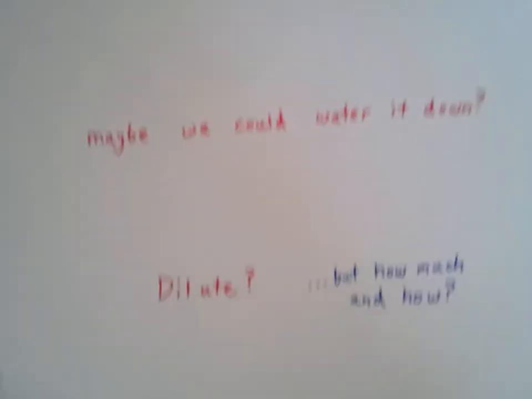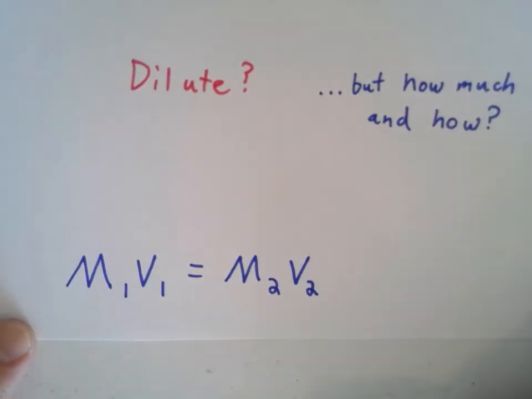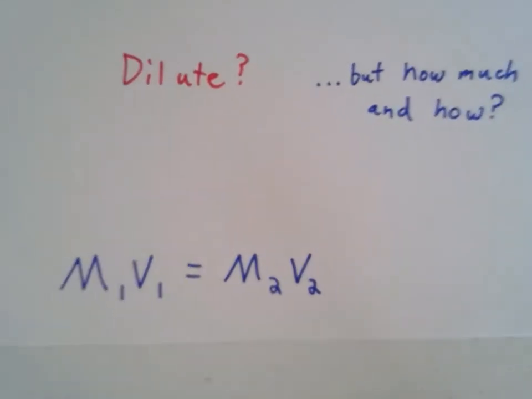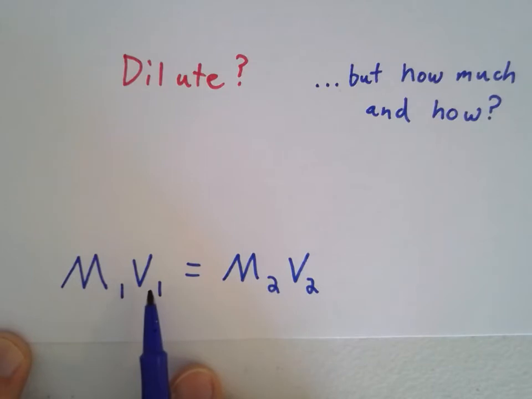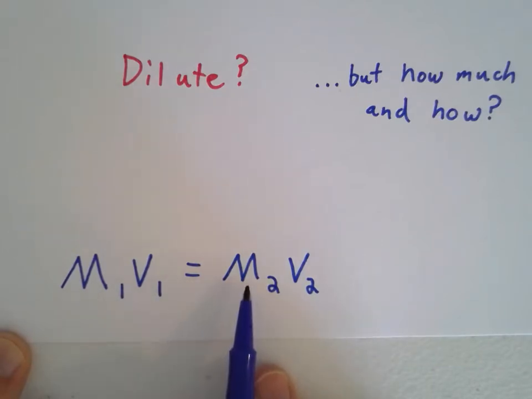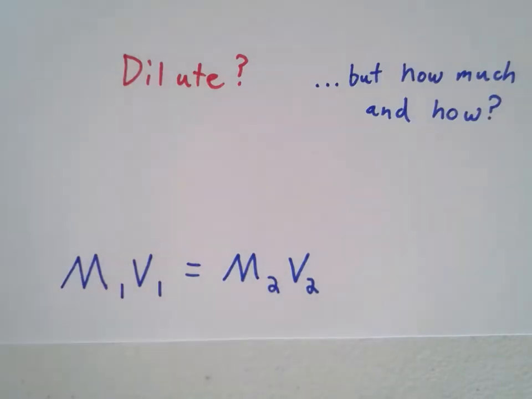So to do that, we're actually going to use a new formula, and this is going to be called our dilution formula. Now, the dilution formula is really simple. It's simply the molarity of solution 1 times the volume of solution 1 is equal to the molarity of solution 2 times the volume of solution 2. So what we might look at here is we can start plugging in numbers to see how this might work.